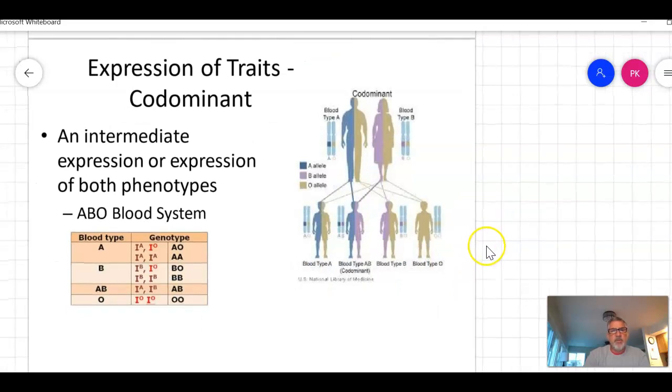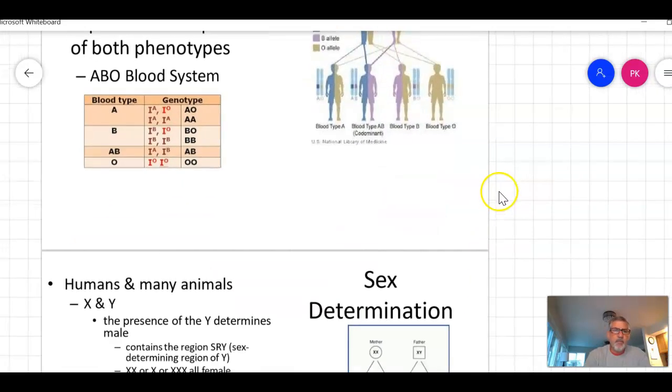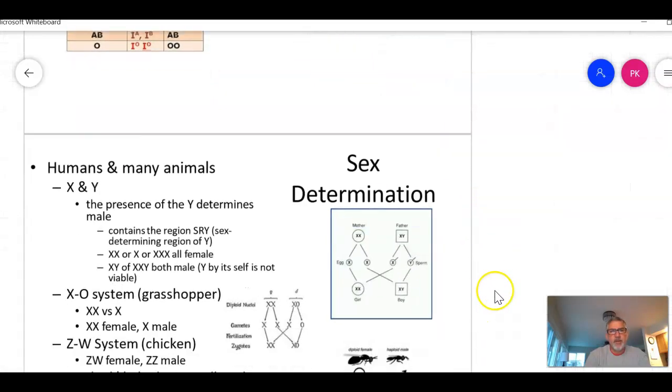So codominant traits we talked about before, like the blood system. I won't go a bunch into it anymore, but you can review that at your leisure.